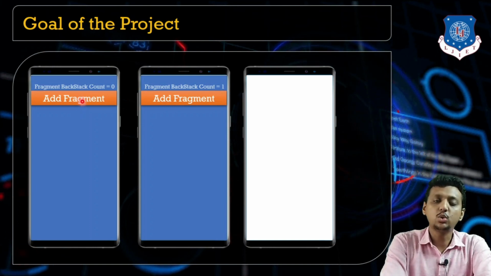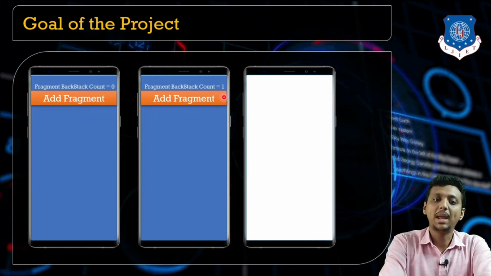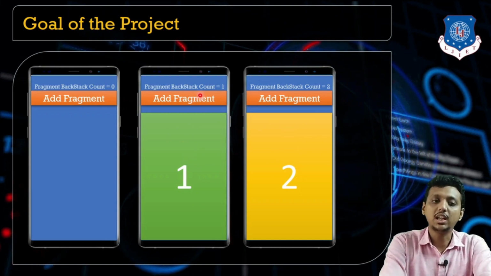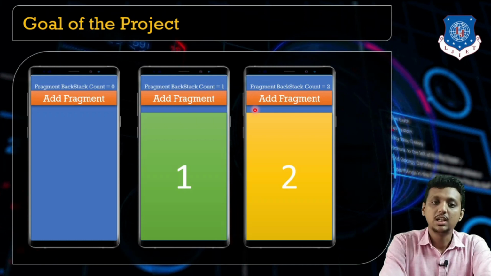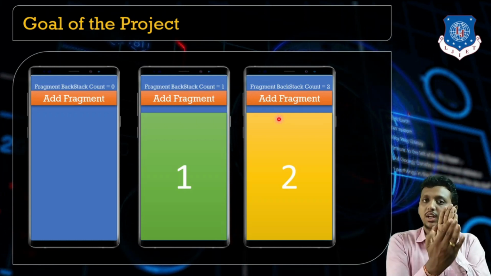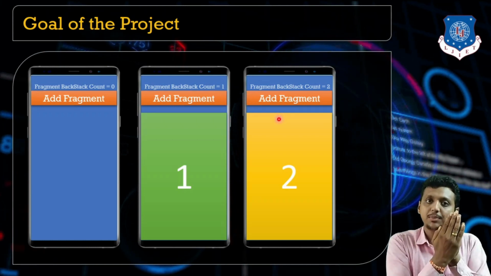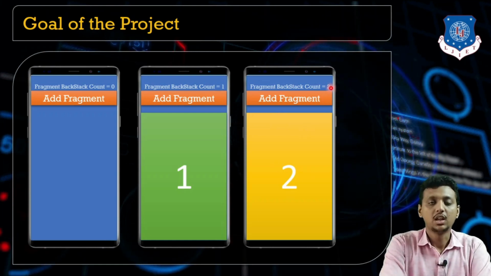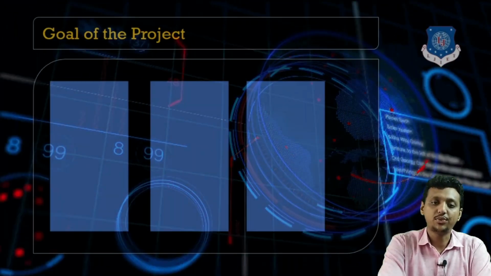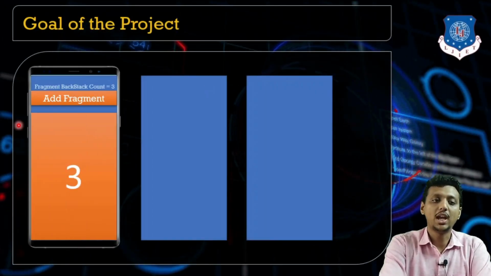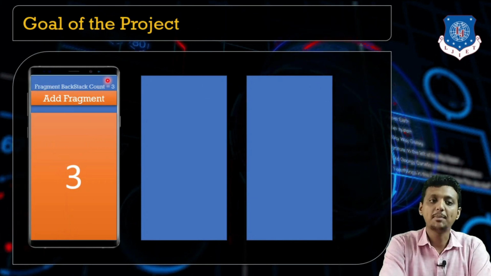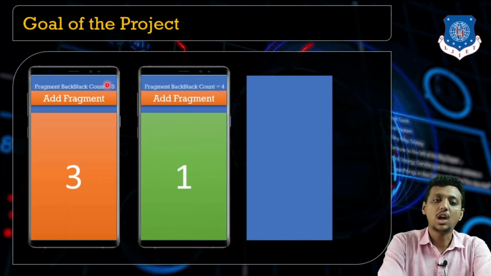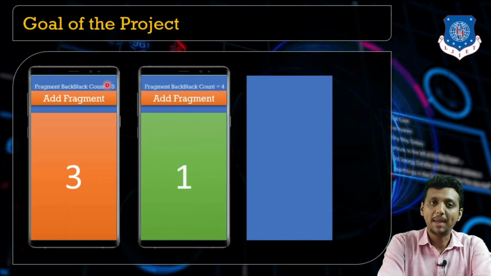Now, when the user tries to click on this add fragment button, the backstack count will be incremented and it goes to 1. When the user again clicks on the add fragment button, the second fragment will appear above the first one. This is fragment number 2 and the count becomes 2. Now, when the user clicks again on add fragment, students, it will show fragment number 3 and backstack count 3. Fine. So this is how, students, we are going to add the backstacks.